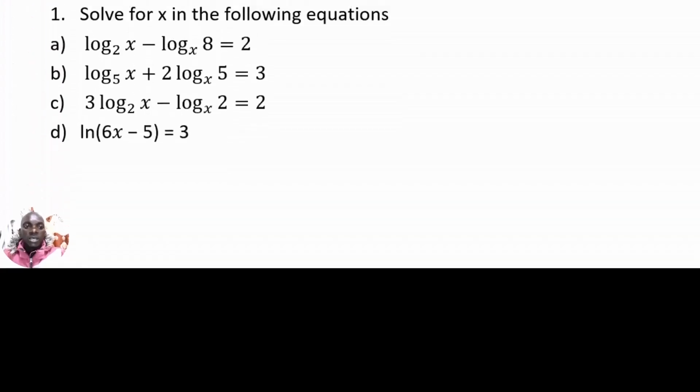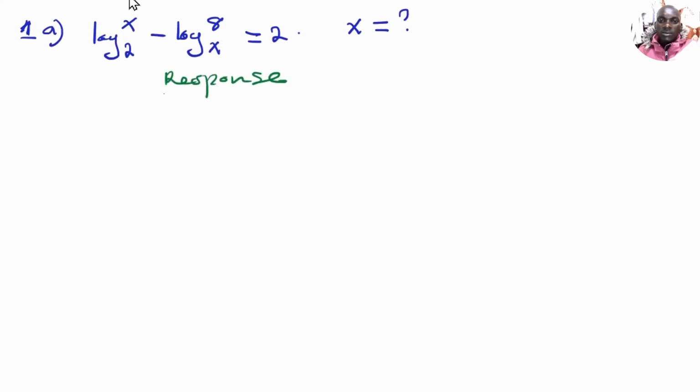So part A, we have log of x base 2 minus log of 8 base x being equal to 2. So we are going to solve for x. In other words, what is the value of x? Let's move together. So we are going to change these logarithms so that they are in the same base.